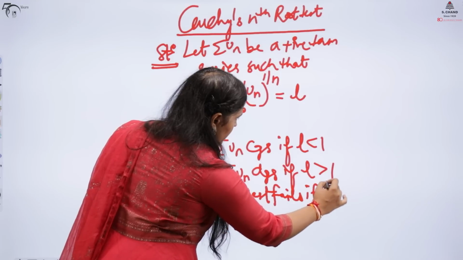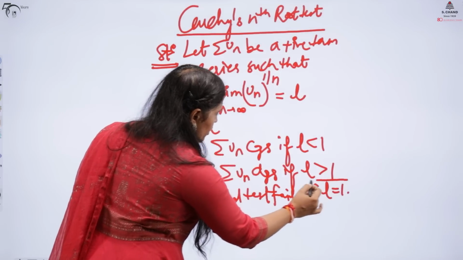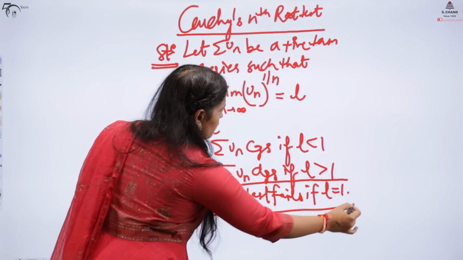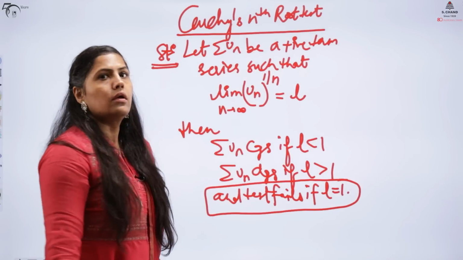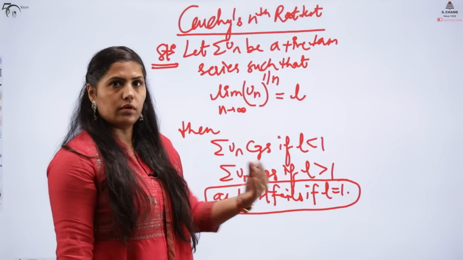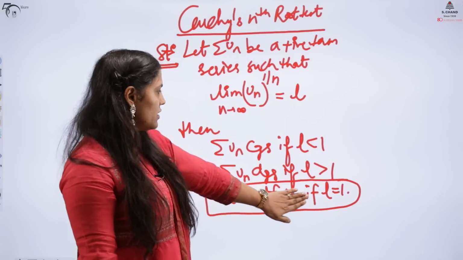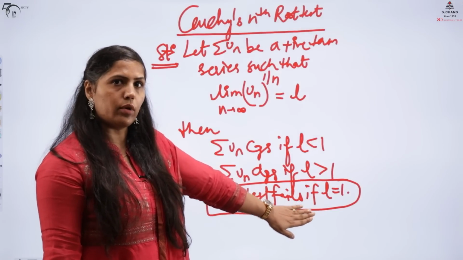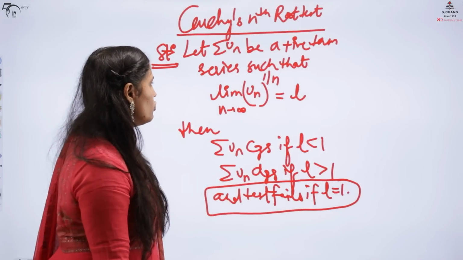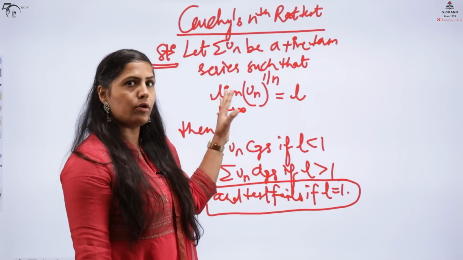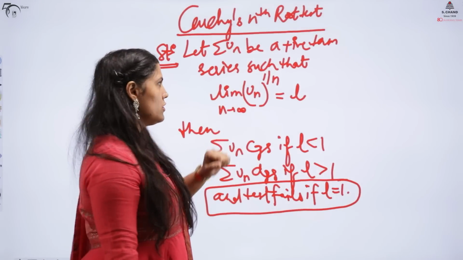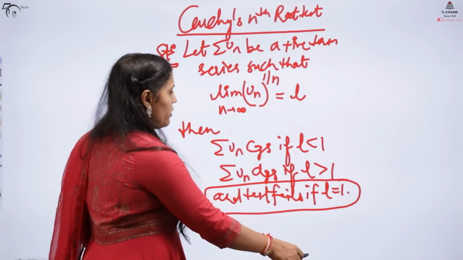the test fails if L is 1. That means here you cannot do anything. In such a situation you have to move to another test, if you can apply that test. So in this situation there will be a problem, and you have to move to the other test to check the convergence, if possible, for such particular series where the limit is coming out to be 1.